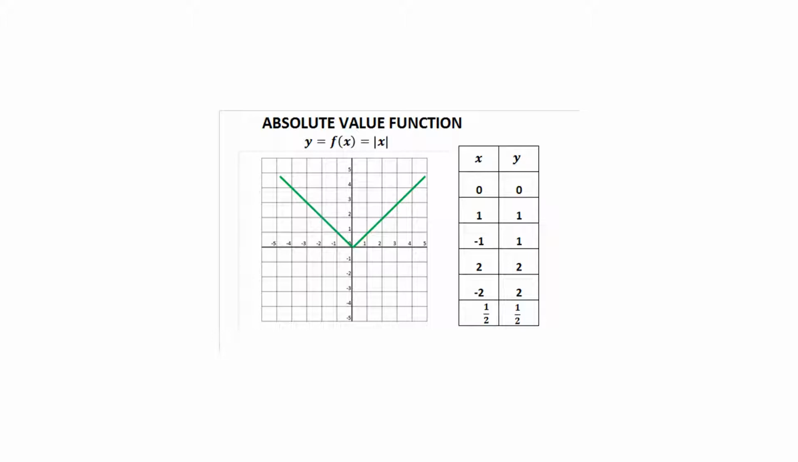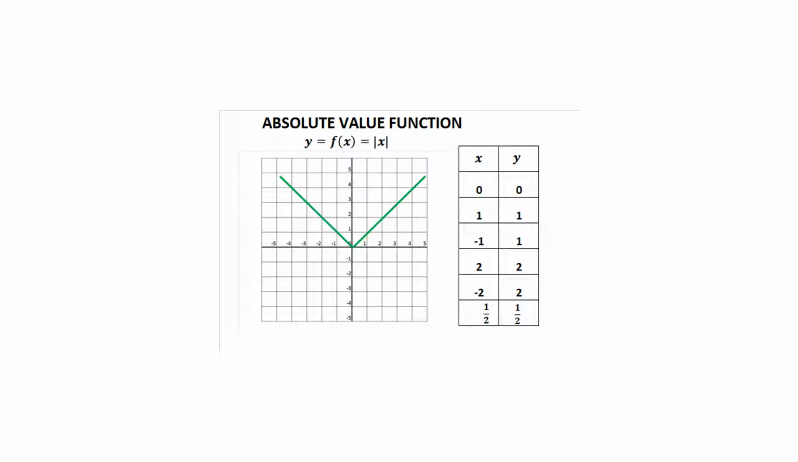This is relatively a simple function relative to x squared because, as you see in the table to the right, if x is 0, y is 0. If x is 1 or negative 1, we get 1. If x is 2 or negative 2, it's 2. If x is a half, you get a half. And it's not beveled at the bottom like x squared was. It's a straight line on the right and a straight line on the left. And you could think of this as the graph is the letter V.